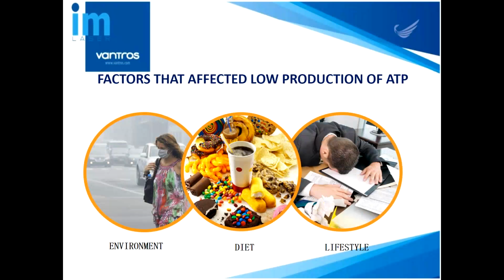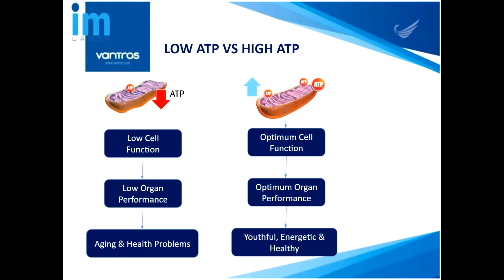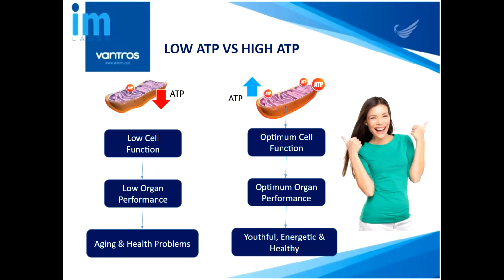So these are another factor, diet, that causes low production of ATP. That means it affects our body function. So what is the difference between low ATP and high ATP? Or is it, wow, it's okay, no problem? Imagine if your body has low ATP, all the cells in your body cannot produce enough energy for you. That means, in another way, your cell function is very low.